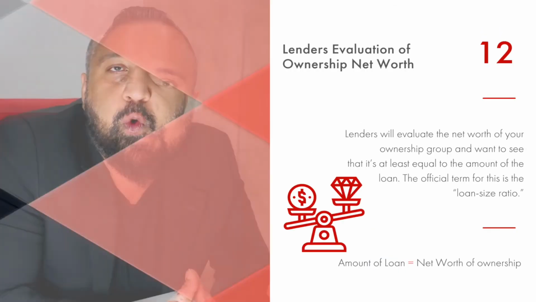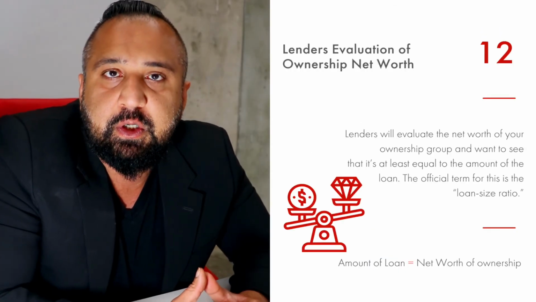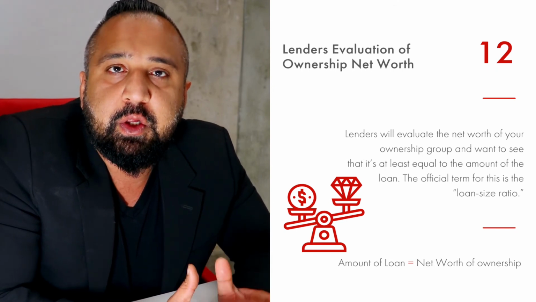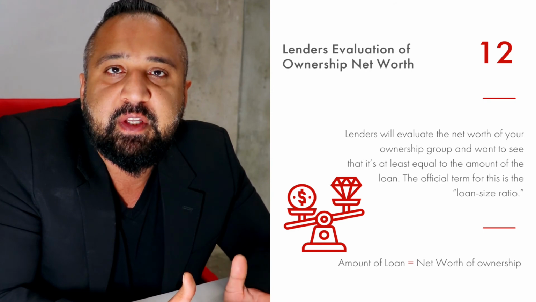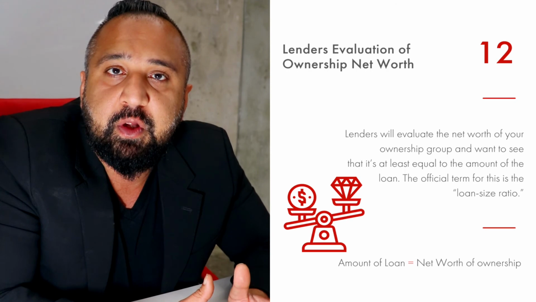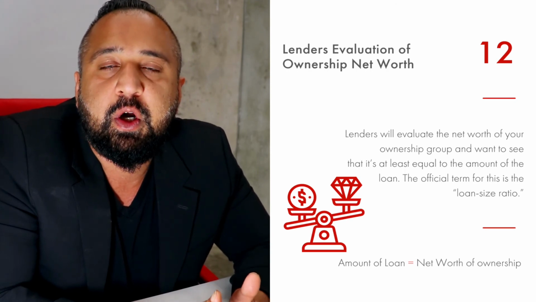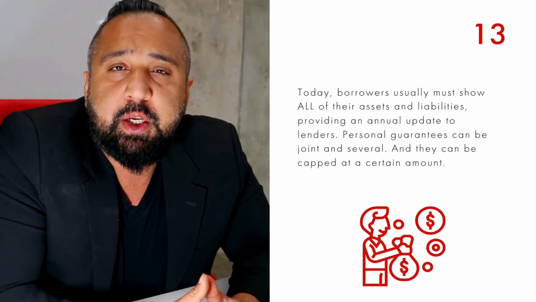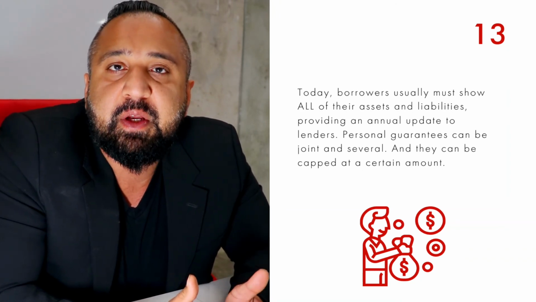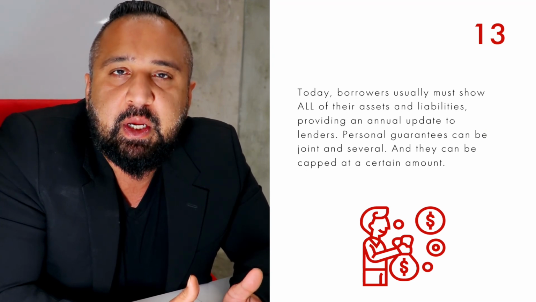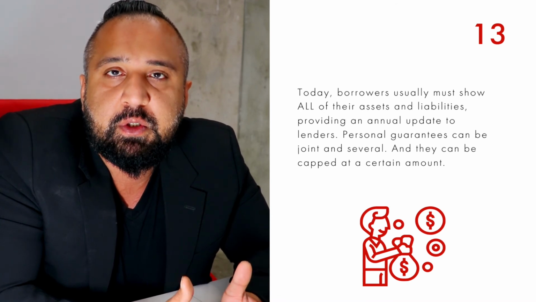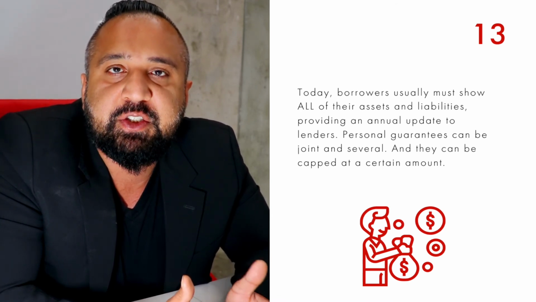One of the other ratios that we did not discuss earlier that is used when a bank is assessing you as a borrower is called loan to size ratio. This is basically stating that the amount of the loan must equal the net worth of the ownership group. As a borrower, you are required to submit your assets and liabilities to the bank, and this is typically required on an annual basis. And a personal guarantee can be joint or several, and also be capped at a certain amount.